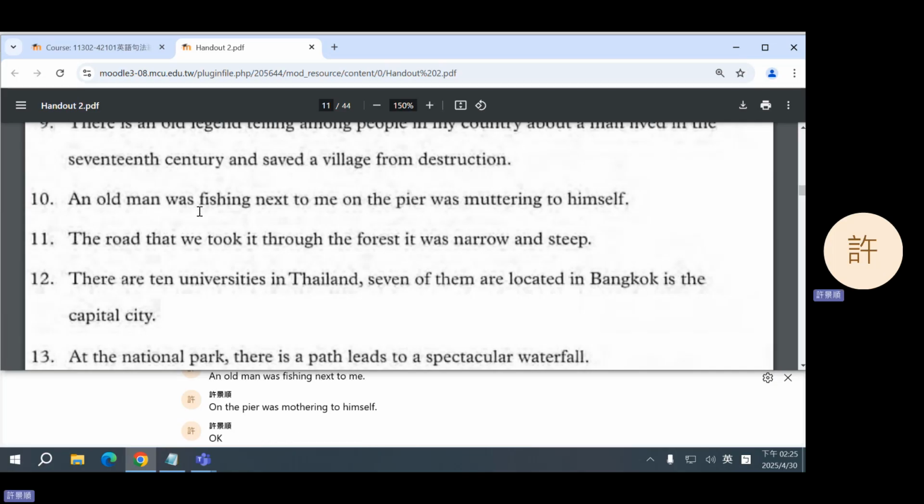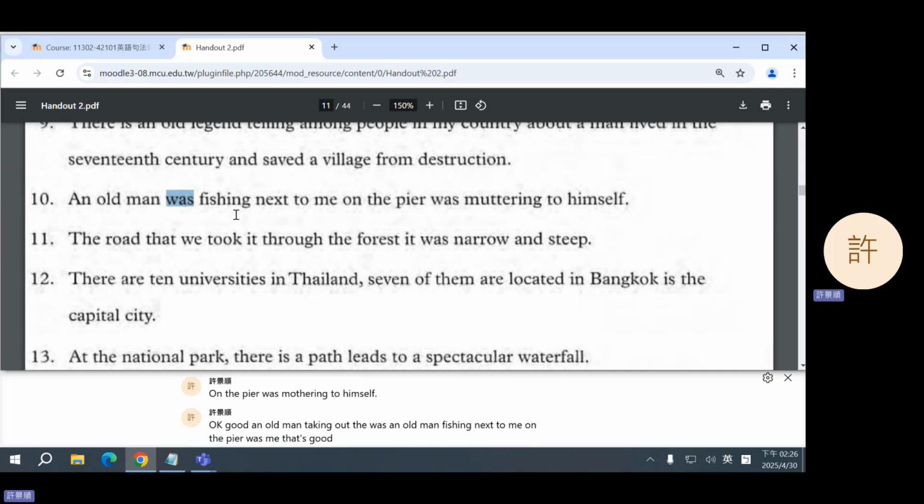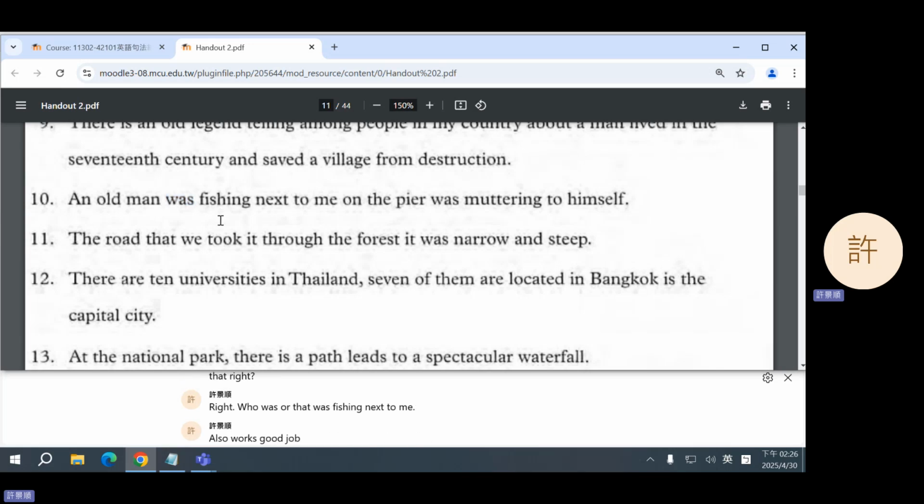Okay, good. An old man fishing next to me on the pier, taking out the "was." That's good. And the other answer is instead of taking out the "was," you can add "who" or "that," right? "Who was" or "that was fishing next to me" also works. Good job. Number 11, 刘玉宁.